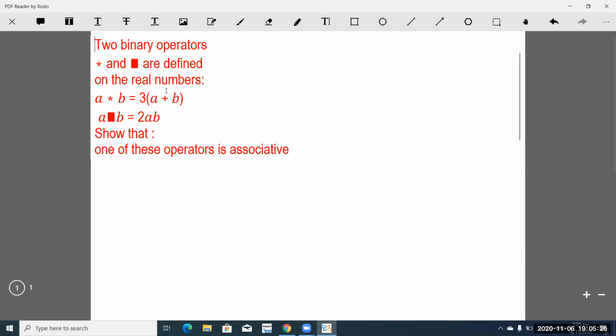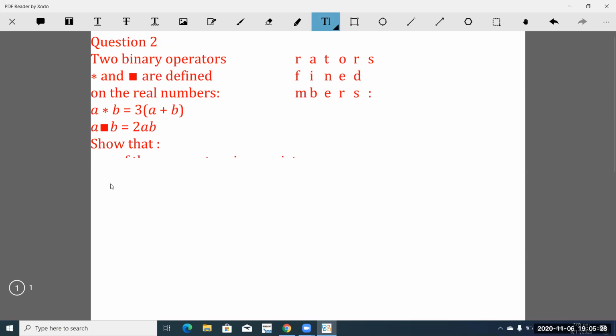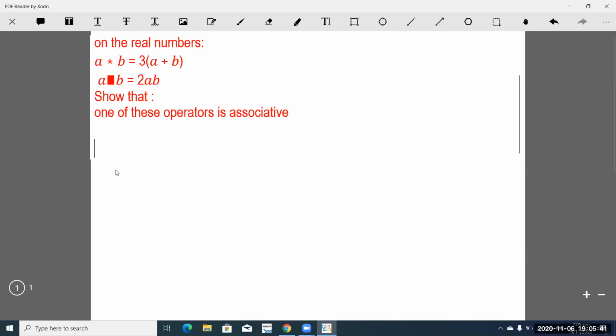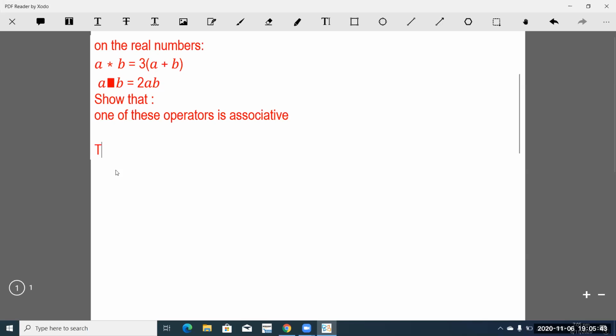All right, so let's show that one of these is associative. What we have here, again, is that A star B is 3 times A plus B. So let's start with trying to show that star is associative. I'm just going to write ASS full stop to represent associative.